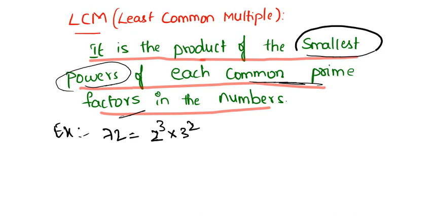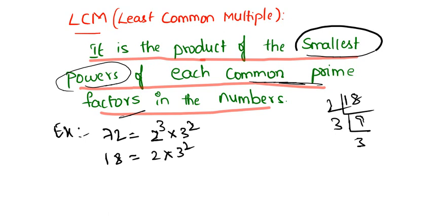If we take 18 as another number, then we simply solve. So 18 we can write as 2 power 1 into 3 power 2. Here the LCM of 72 and 18 is the smallest power of each common prime factor. Here these are the prime factors, with the smallest power in both.